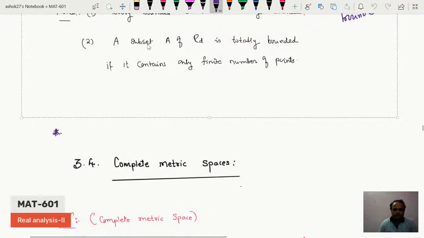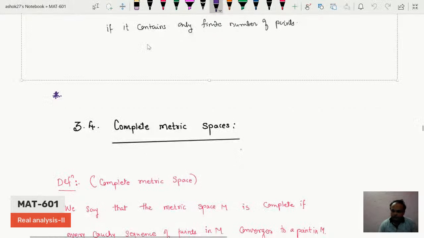So let us welcome the next lecture of Real Analysis 2. In the previous lecture, we started Chapter 3, that is completeness, connectedness, compactness, and total boundedness. Let us revise what we have seen in the previous lecture.